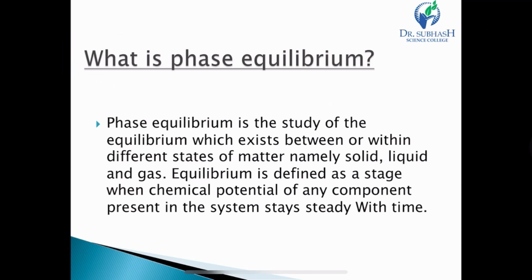Now what is phase equilibrium? Phase equilibrium is the study of the equilibrium which exists between or within different states of matter, namely solid, liquid and gaseous. Equilibrium is defined as a state when the chemical potential of any component present in the system stays steady with time. Now, equilibrium means balance.